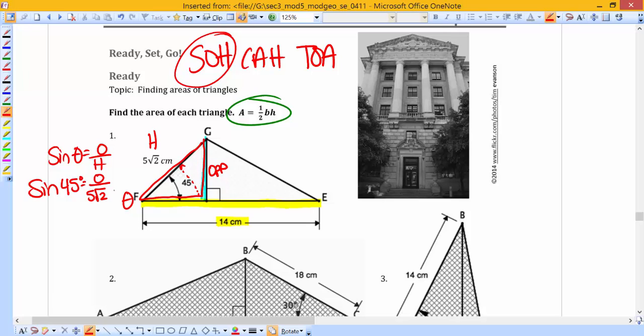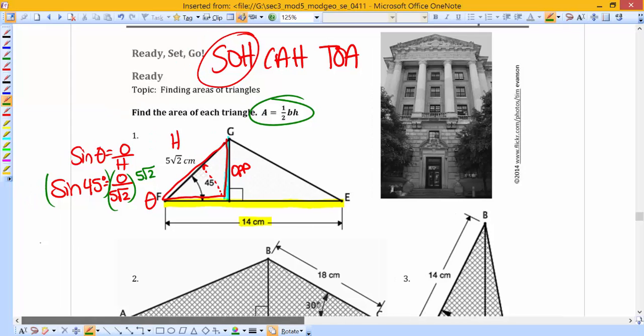So now I'm going to go through and make sure my calculator is in degree mode. And I am going to multiply by 5√2. Please be careful when you're plugging this into the calculator. And again, your calculator needs to be in degree mode. So I'm multiplying by 5√2 in order to get rid of the fraction.